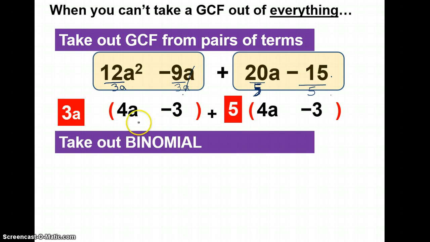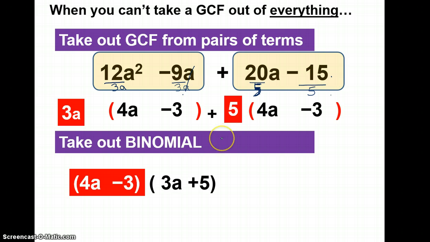Ooh, do you notice anything that they have in common now? Yeah, they have a binomial in common. They have 4a minus 3 and a 4a minus 3. So if I take that out, I have 4a minus 3. I took that out of here and I took that out of here. What was I left over with? 3a plus 5. So that's what we're going to be practicing today.